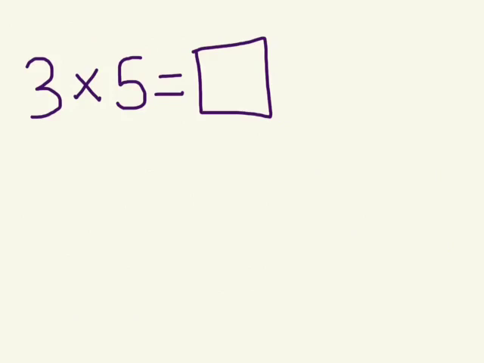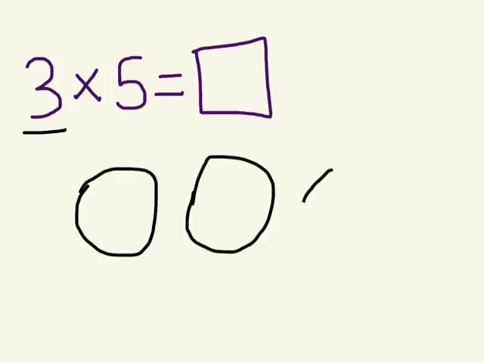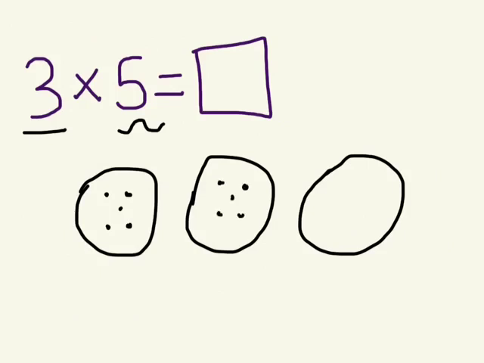All right, so I see my first number is 3. So I need 1, 2, 3 groups. I see that my second number is 5. That tells me how many are in each group. So I'm going to put 5 in each group. And again, I like to make it look like it's on the face of a dice or a die. All right, so there I have my 3 groups of 5.